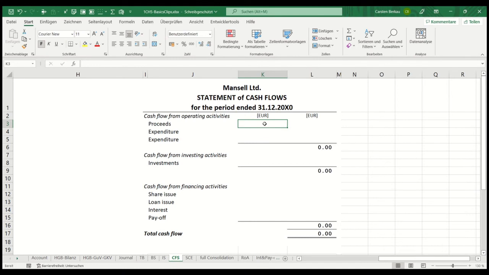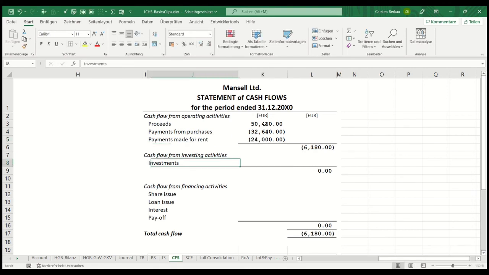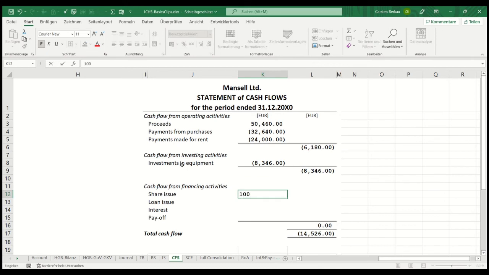We start with the proceeds to the extent of 50,460. The next entry is made for the materials. The next expenditure is the payment made for rent. The investment is the investment in the bookshelves. The cash flow from the financing activities results from the share issue, which is a positive cash flow, so the company receives the money from its investors.